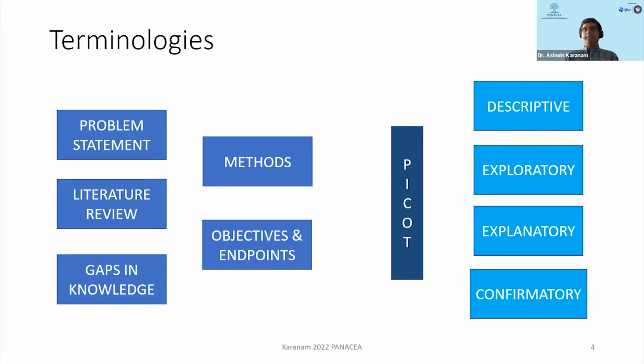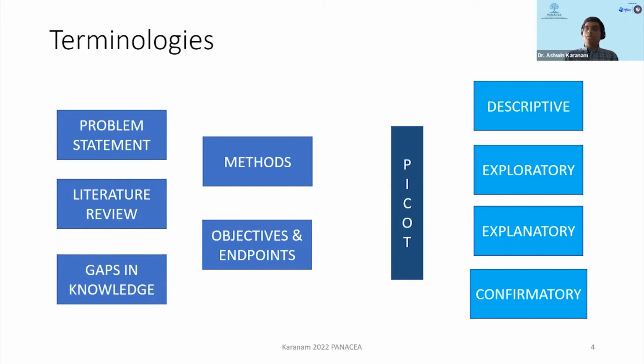Let's say you've conducted a descriptive or exploratory study and you've identified correlations, and you want to see if there is any physiological understanding to it, if there's any physiological underpinning to it. So you conduct a study that's more explanatory in nature. And the fourth one is confirmatory.